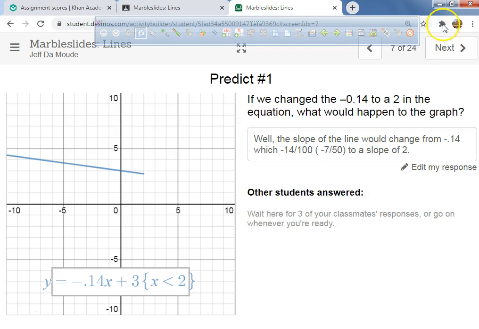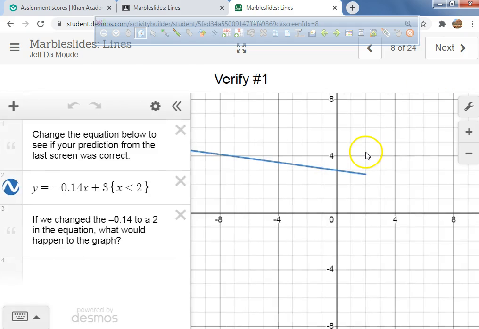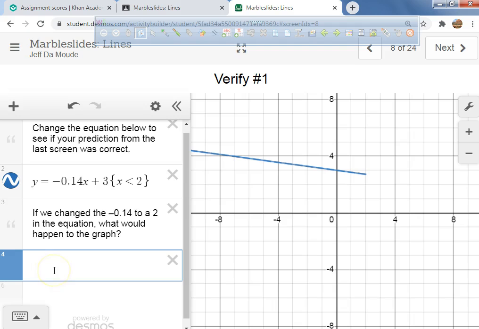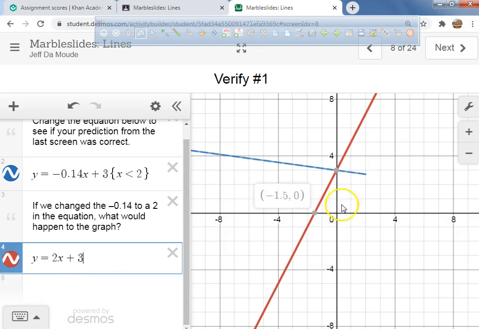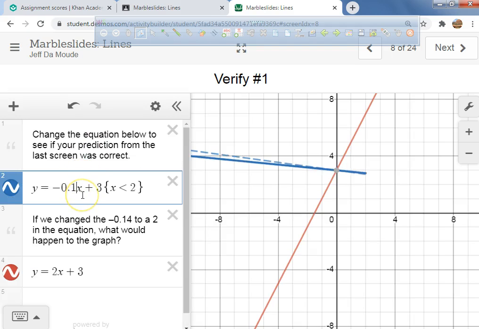All right? Now, so we're going to go ahead and do it. y equals 2x plus 3, and there we go. You can see that it changes it to a slope of 2. All right? Oh, I guess we should have changed it right here. My apologies. 2. There.